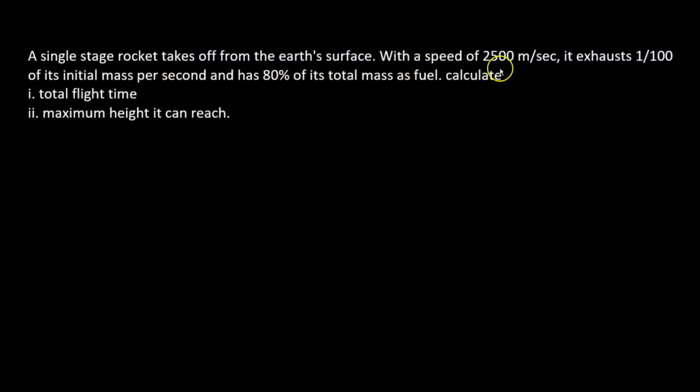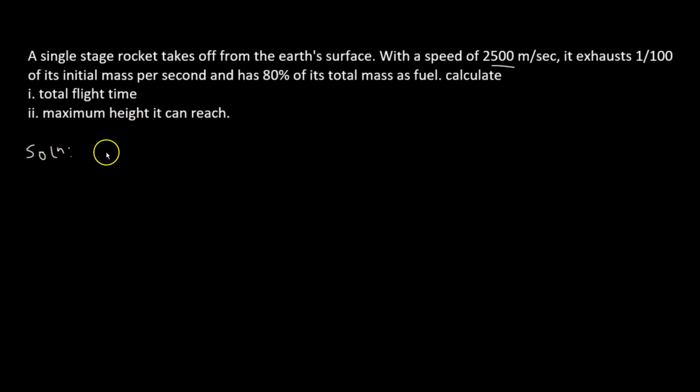It's given that it has an exhaust speed of 2500 meters per second, and it is exhausting 1/100 of its initial mass per second. And also 80% of its total mass is fuel. So using this information, we have to calculate the total flight time as well as the maximum height that it can reach. So let's begin.